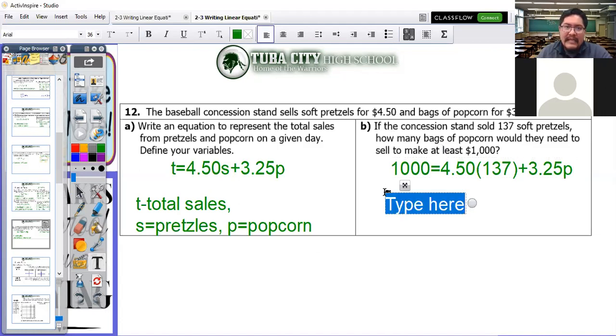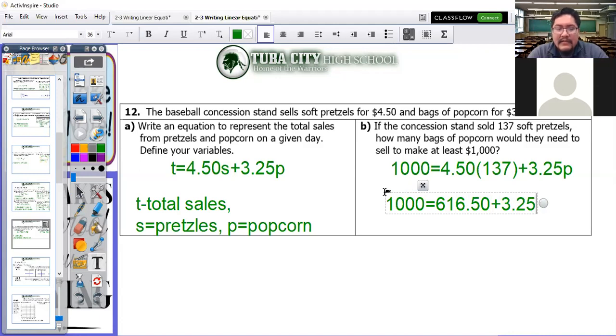Now, looking at how much money we made from only the pretzels. So that's $4.50 per pretzel. And that would mean that we have brought in $616.50. So that's how much money we got from the pretzels. And again, the popcorn people, they're probably still counting how much they sold.